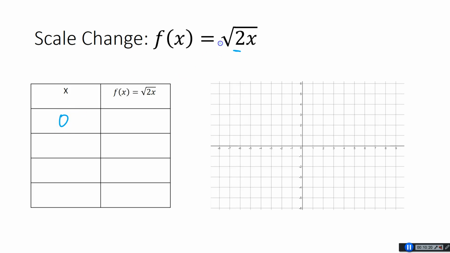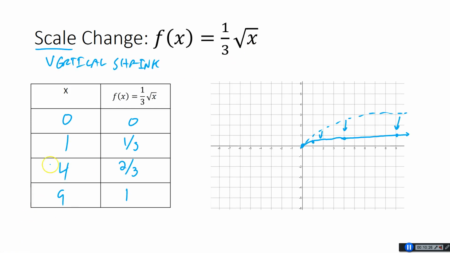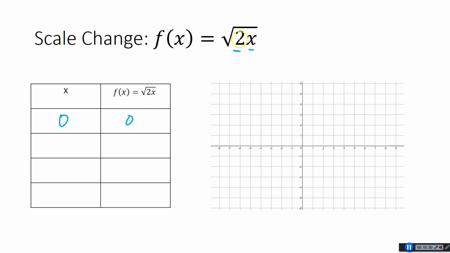So 0 still works. 2 times 0 will give me 0. Square root of 0 is easy. That's 0. What's the next number that'll work well? Remember, it's easy to take the square root of 1, right? So what do I have to make this x if I want the result in here to be 1? I've got to make it a 1/2. So you might already be able to tell, it's the opposite of what we might think, right? We're shrinking our x values to make this work. That'll give us a 1.